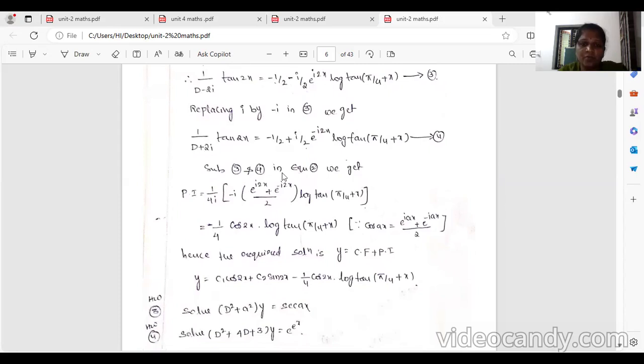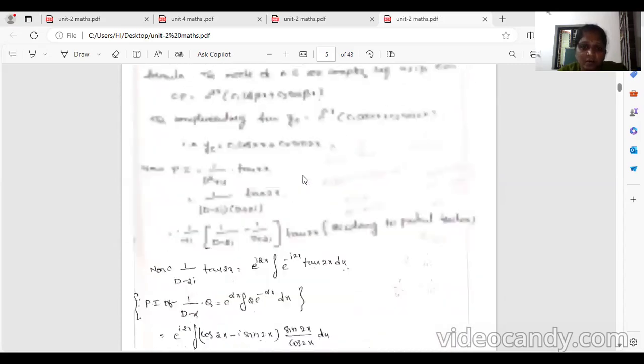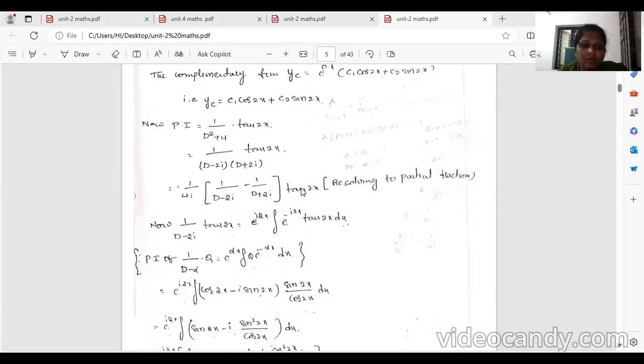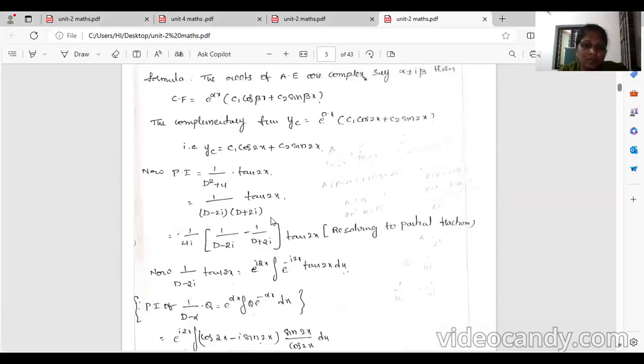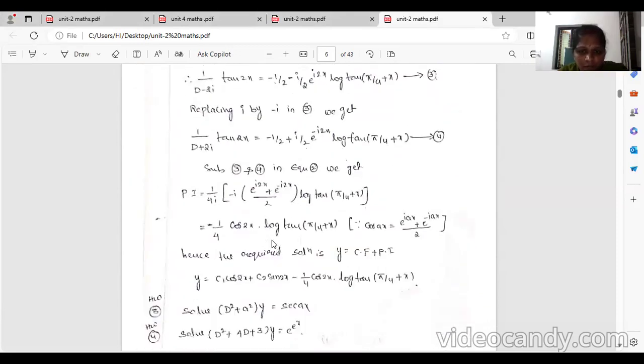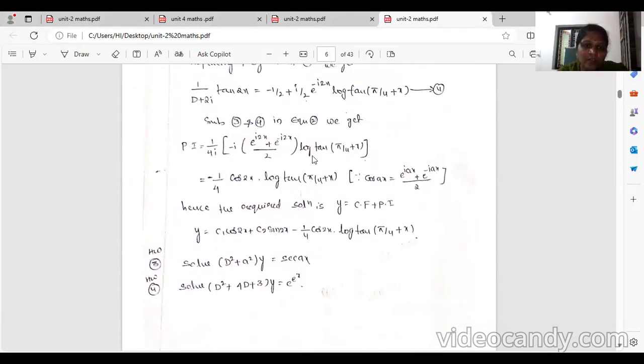So substitute 3 and 4 in equation 2. This is equation 2. So adding these two solutions, we get minus 1 by e power i2x plus e power minus i2x by 2 log tan. So e power ax plus e power minus ax by 2 equals cos ax, which is of the form cos ax. In place of a, 2 is there, cos 2x, log tan pi by 4 plus x.